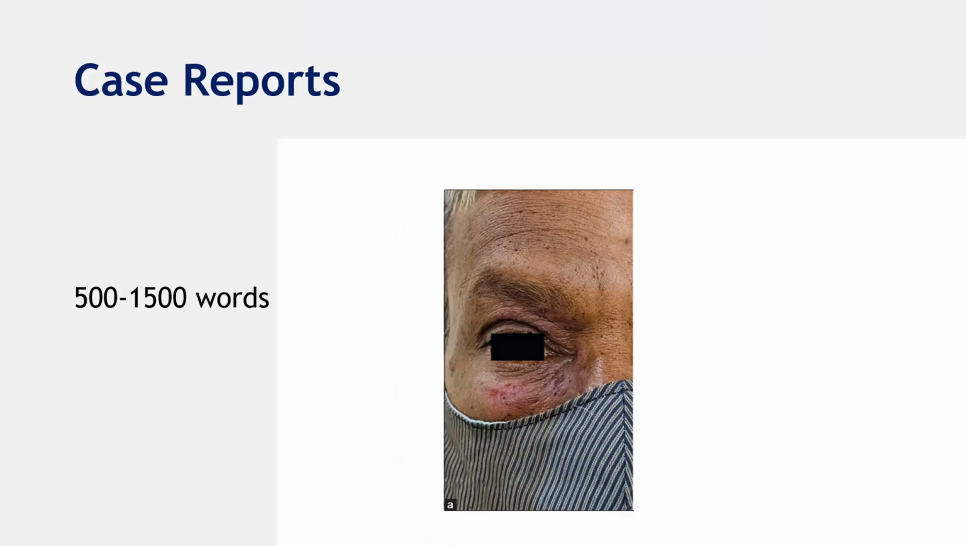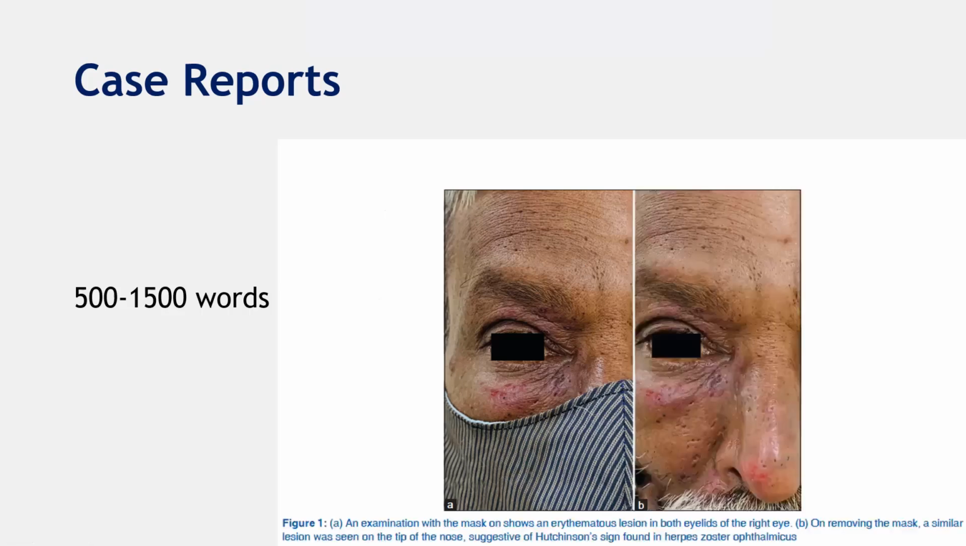Now let us look at this particular example. This is a patient who presented with redness around the eyes. Now it is very easy to prescribe some antibiotic ointment and send the patient away. But when we removed the mask, we saw similar features on the tip of the nose. So this is Hutchinson sign, which is seen in herpes zoster ophthalmicus. So we also gave it a catchy name, "unmasking herpes zoster ophthalmicus."